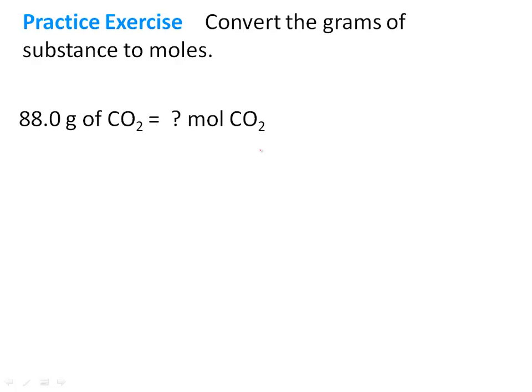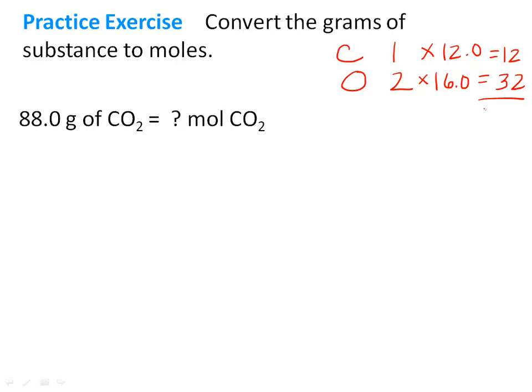88 grams of carbon dioxide. How many moles of carbon dioxide is that? So what do we start with? We start with our molar mass. We calculate the molar mass. So we have 1 atom of carbon, 2 atoms of oxygen. The mass of carbon on the periodic table is 12. When we look on the periodic table for oxygen, it's 16. So 16 times 2 is 32. 12 times 1 is 12. So when we add these up, we have 44 grams.